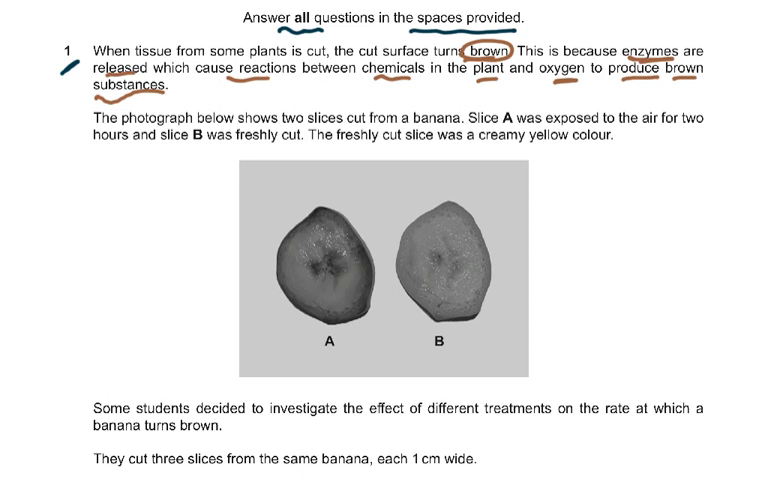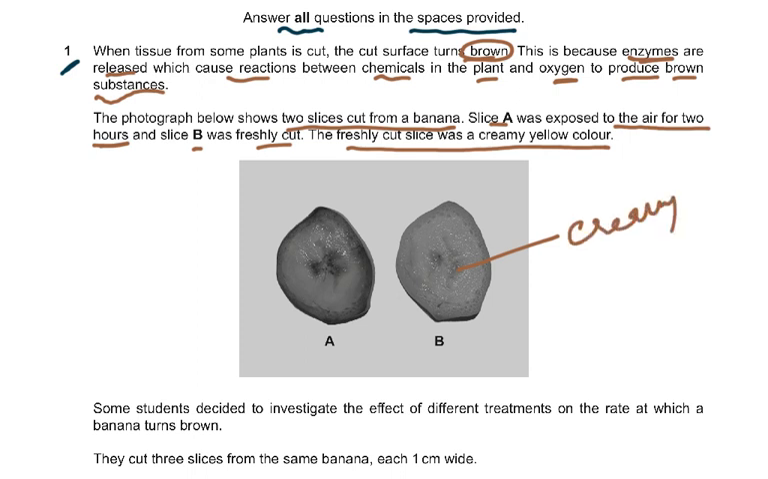The photograph below shows 2 slices cut from a banana. Slice A was exposed to the air for 2 hours and slice B was freshly cut. The freshly cut slice has a creamy yellow color. We don't know the color of this as yet.